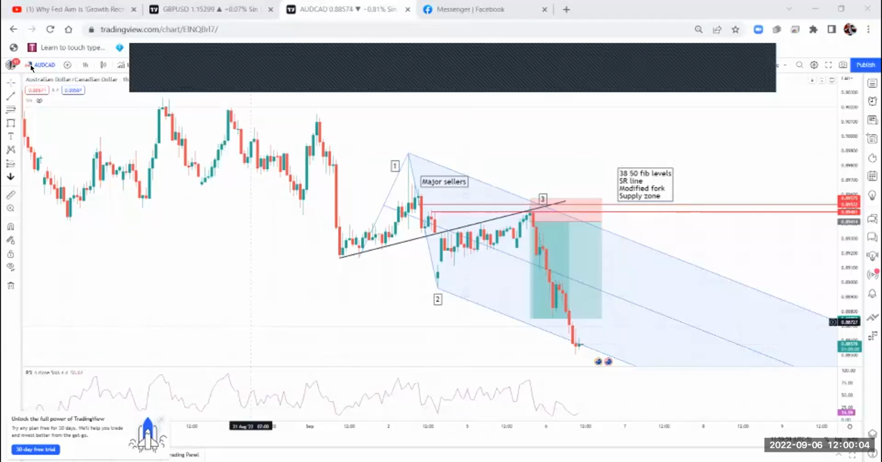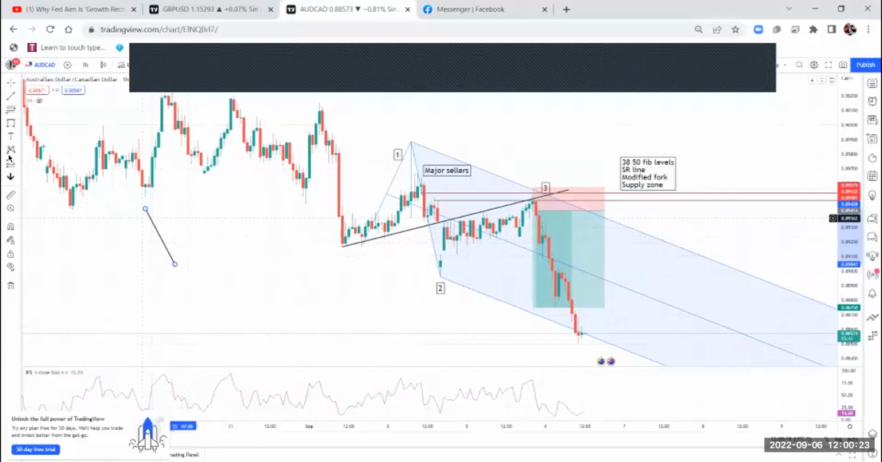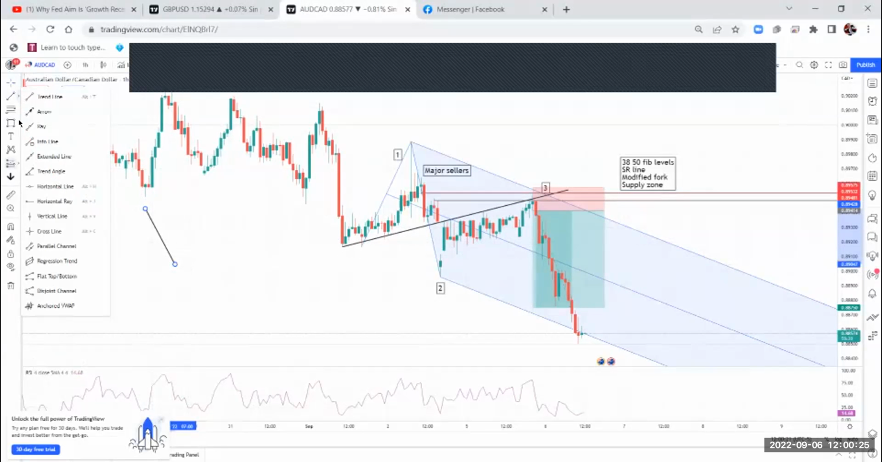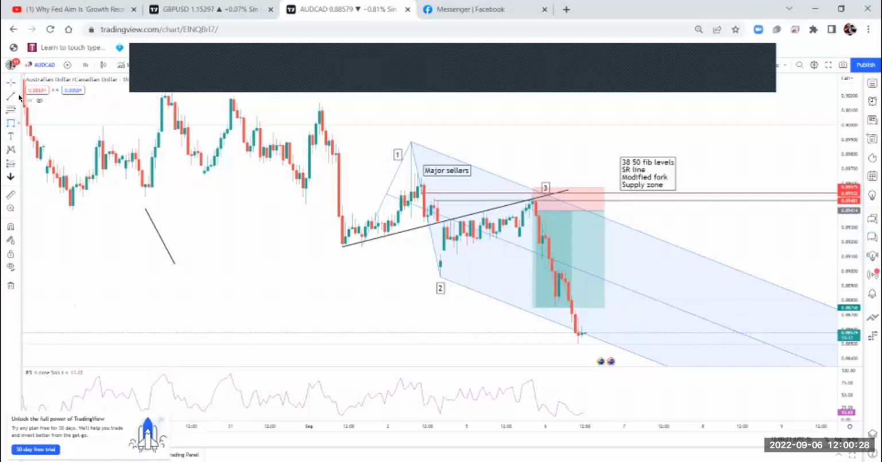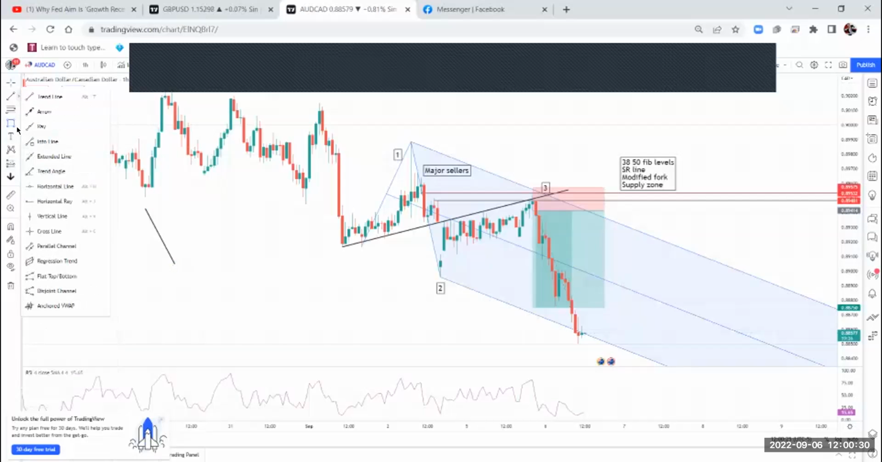Here we have Australian dollar and Canadian dollar. And here we see that price makes a lower low, and then it needs a higher high, right, to confirm our structure.